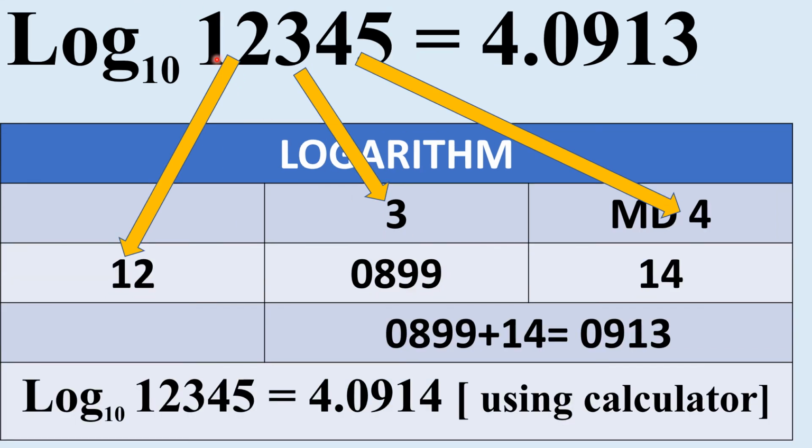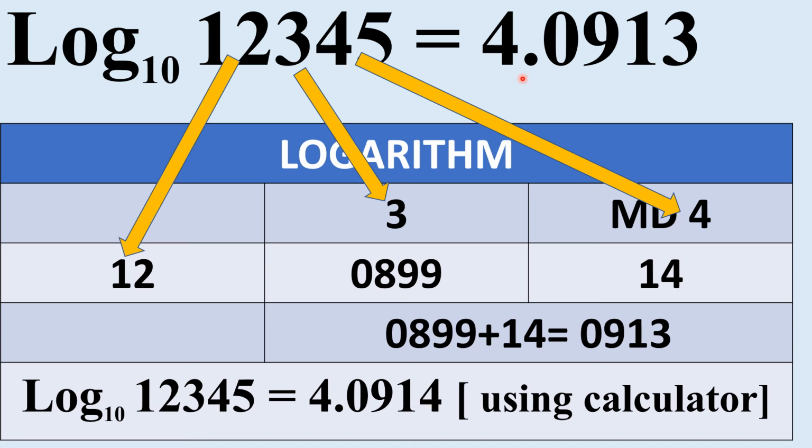Now the log of a 5-digit number, that is 12,345. Here 5 digits are there behind the decimal. You subtract 1 from the 5. Thus 4 is the characteristic. 4 point, this 0913 is the mantissa.